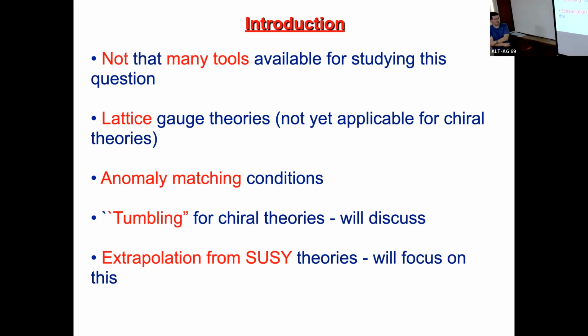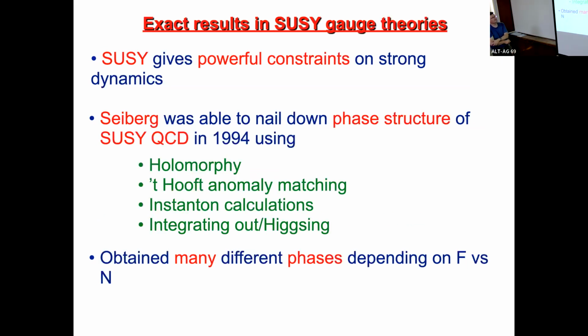Then, of course, the question is, what do you learn about the non-supersymmetric theories by starting with the supersymmetric one? So this is the one that I will be focusing on today. Let's first give a quick review of what we know about the supersymmetric versions of these gauge theories. As I said, it gives you a very powerful constraint on the strong dynamics. And Seiberg basically was able to nail down the phase structure of supersymmetric QCD itself in '94.